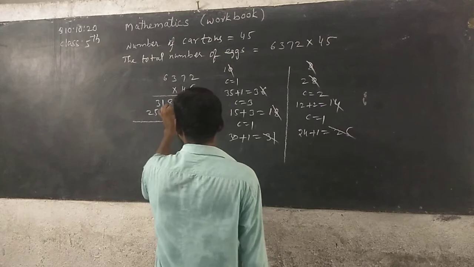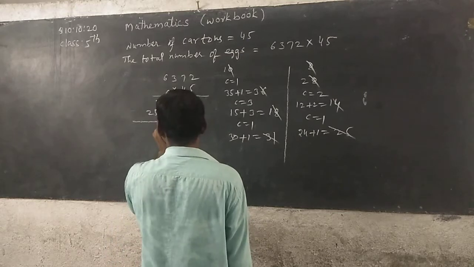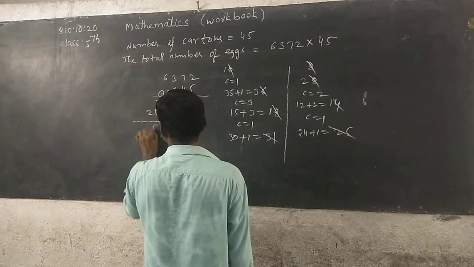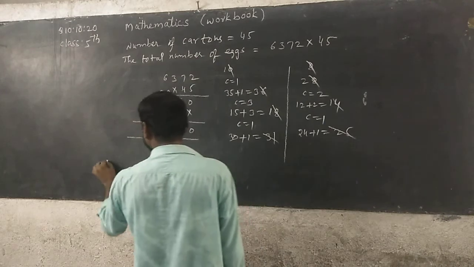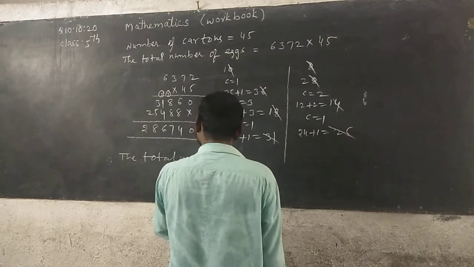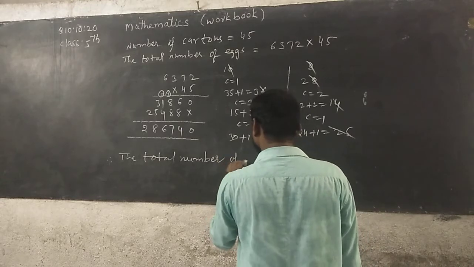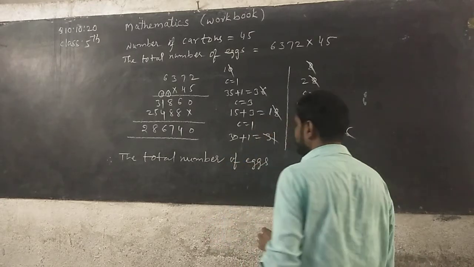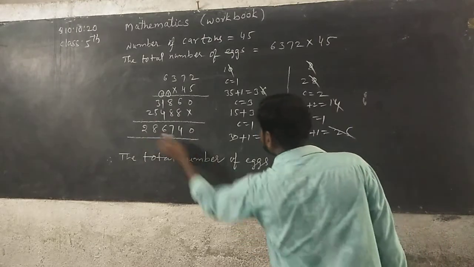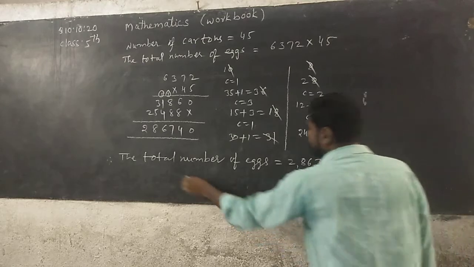Add it. 0, 6 plus 8, 14, 4 taking, 1 carrying, 9, 9 plus 8, 17, 7 taking, carrying 1, 1 plus 1, 2, 2 plus 4, 6, 3 plus 5, 8. Therefore, the total number of eggs is equal to 2,86,740.